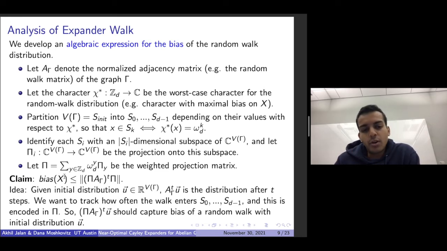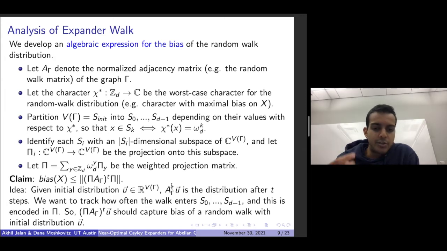The bias of the random walk is just a matrix norm. It's the norm of pi times A gamma to the tth power times an additional pi. I can't prove this entirely because of time constraints, but I can give you an idea of why this is true. Essentially, if you have some initial distribution on the vertices, then the way to understand how that distribution evolves in time with the random walk is to take powers of the adjacency matrix.